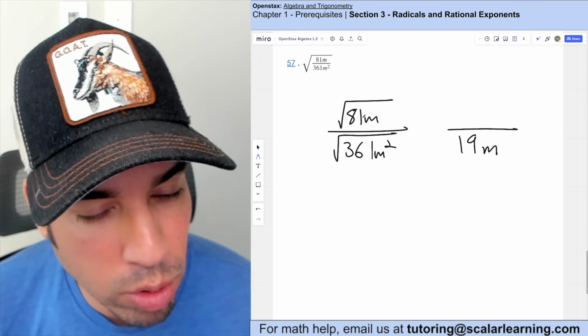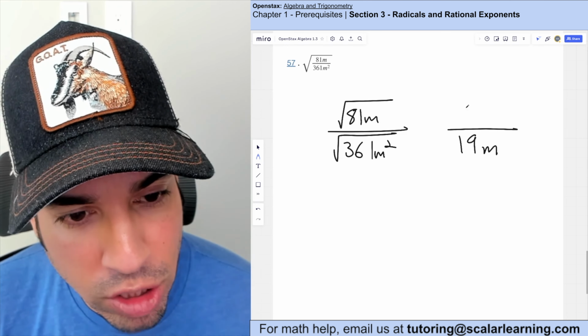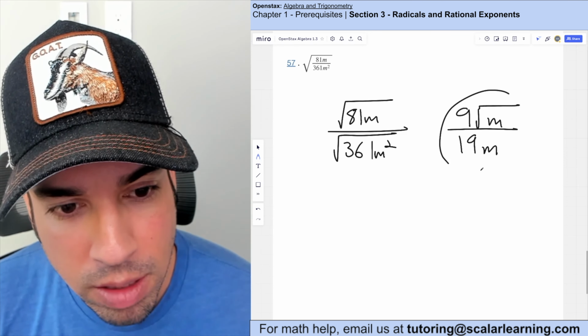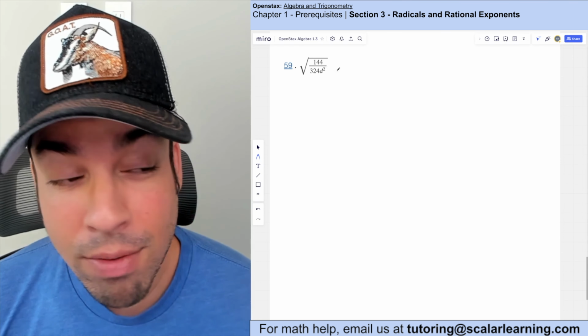On top, we have the square root of 81. That's another perfect square, which is 9. And then the m stays trapped inside for the win. Done.